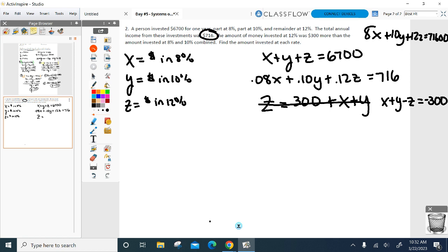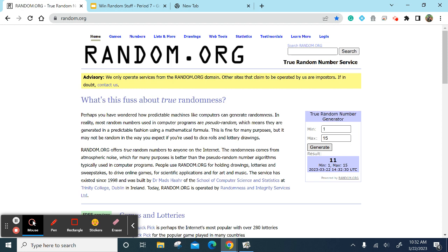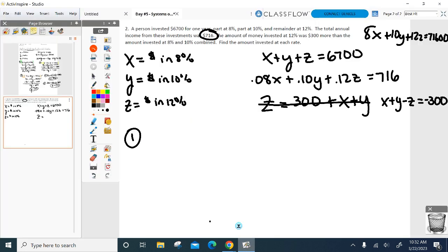So we're going to deal with the decimals then? Okay, that's fine. All right, ready? Step 1. Give me 2 equations you want to work with. That's your call. You can do the first one and the third one. X plus Y plus Z equals 6,700. X plus Y minus Z equals negative 300.